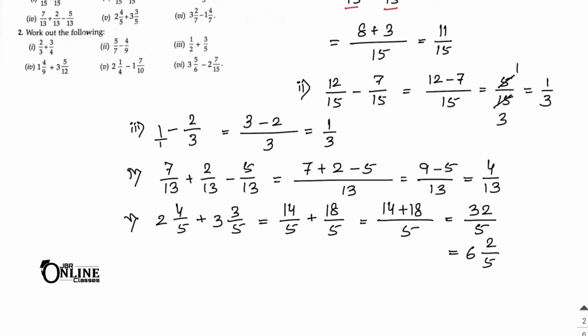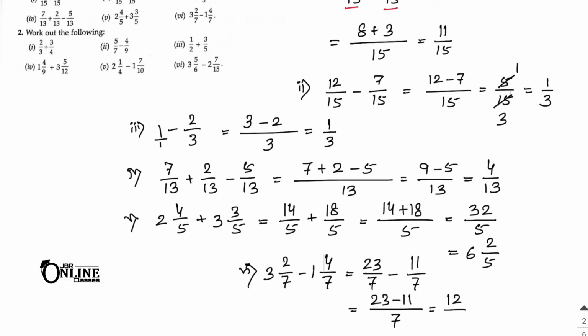Now the last one, sum number 6. In sum number 6, you have 3 whole 2 by 7 minus 1 whole 4 by 7. So that equals 7 3s are 21 and 2 is 23 by 7. Here 7 1 is 7 and 4 is 11 by 7. Okay, 11 by 7. So here 7 is the LCM, then 23 minus 11 equals 12 by 7. So 1 whole 5 by 7 is your answer.